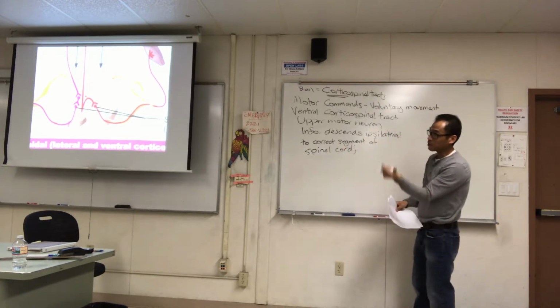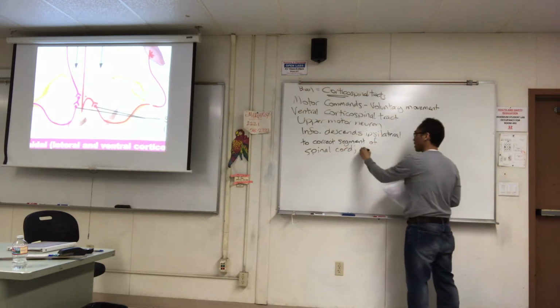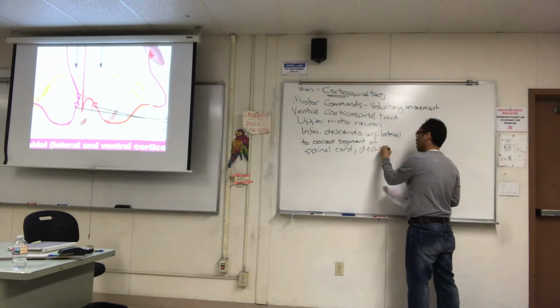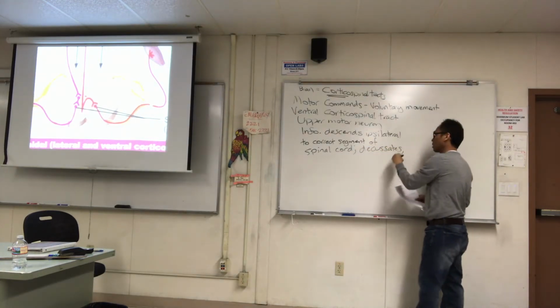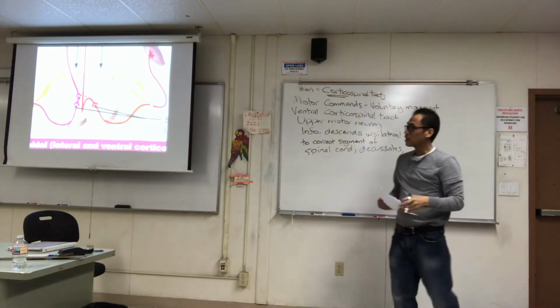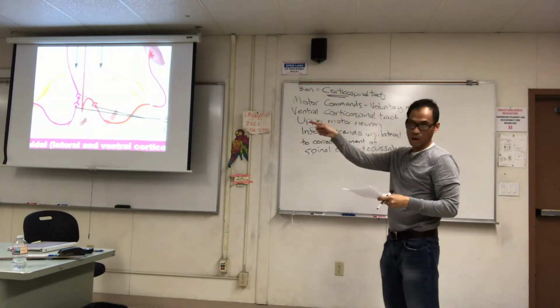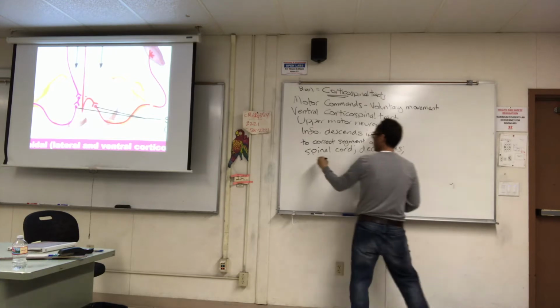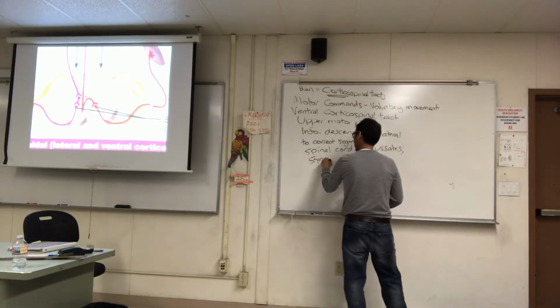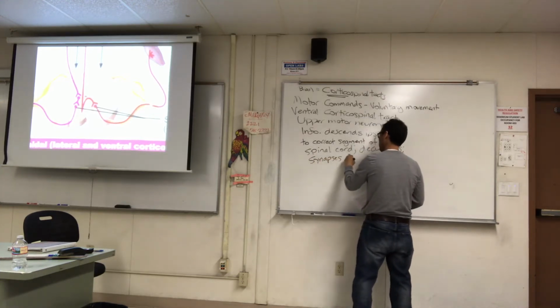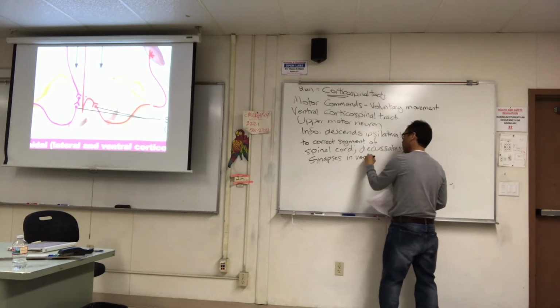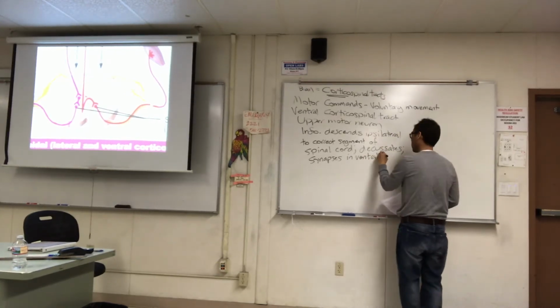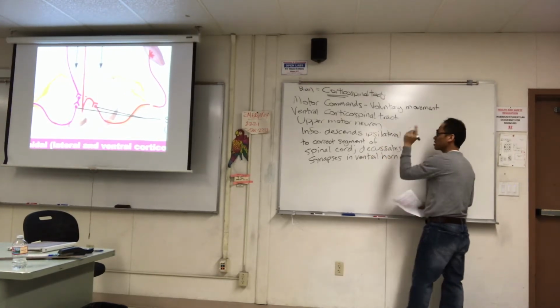Then it crosses over. You can see it uses the commissure to decussate. Then it synapses, and it synapses on the lower motor neuron in the ventral horn. So it decussates, synapses in the ventral horn. So that's the upper one.